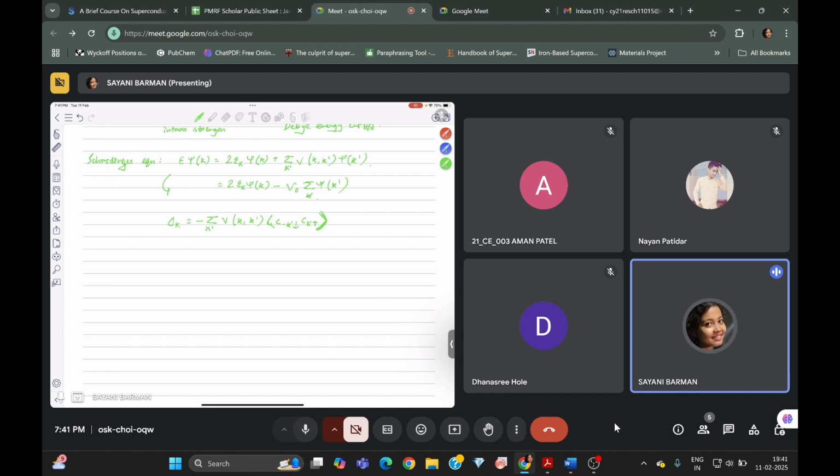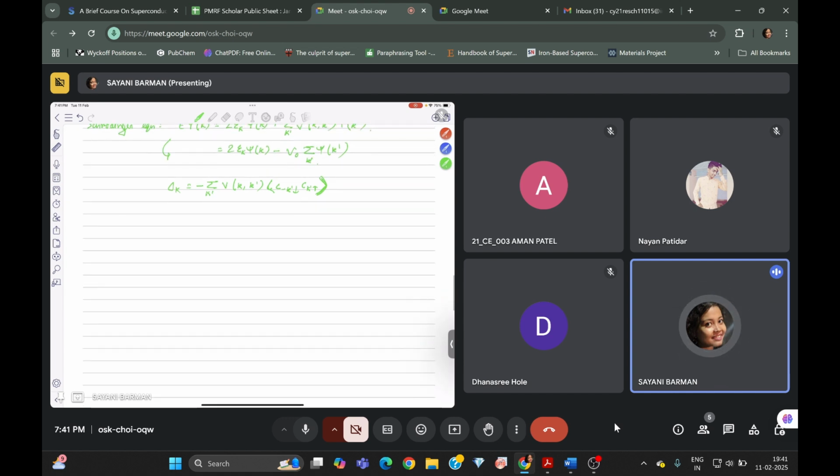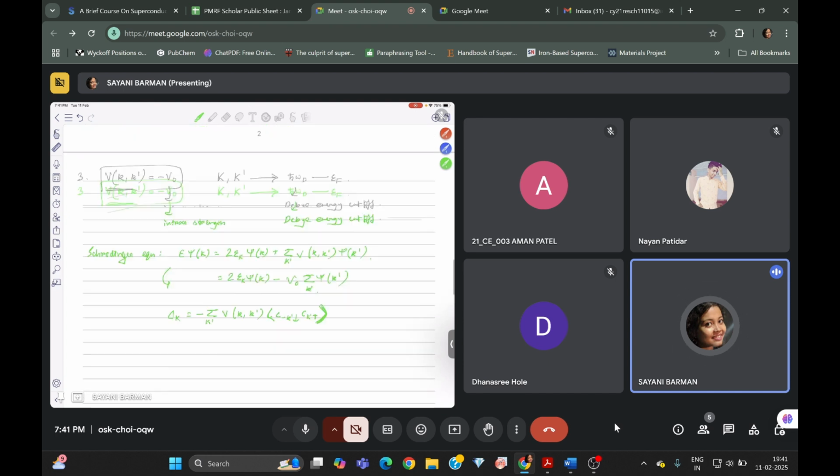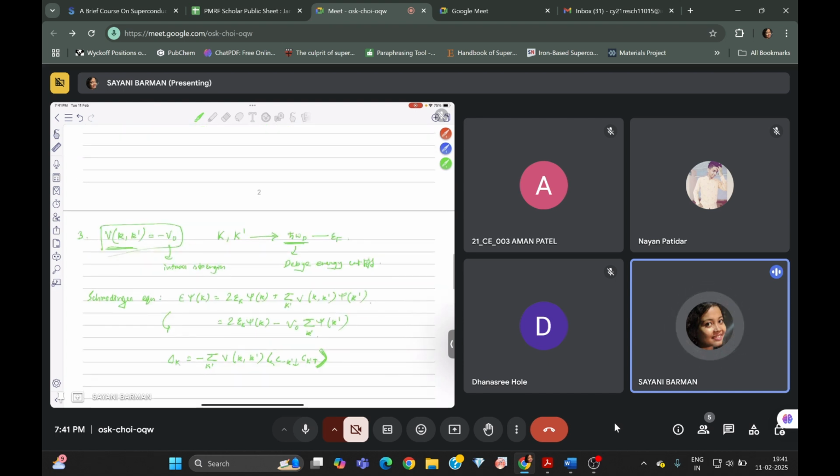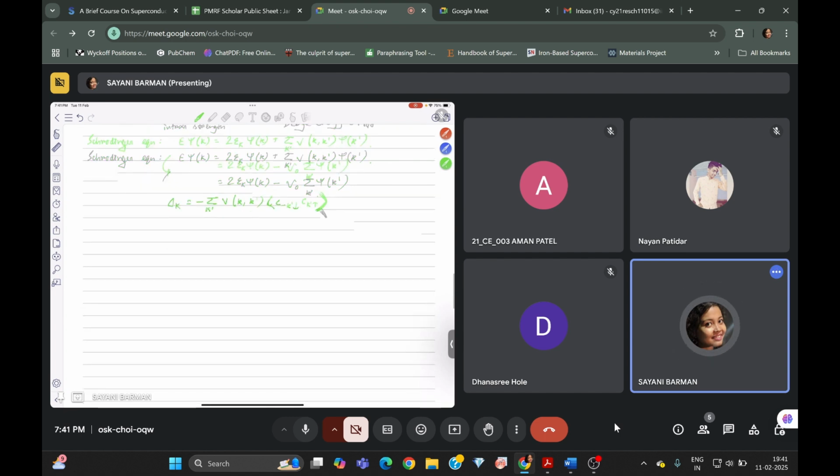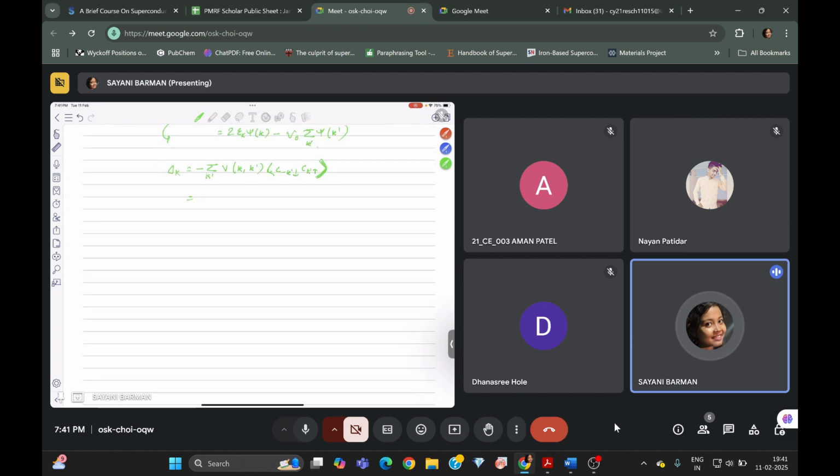This is the gap equation, right? Now, for a constant interaction of V0 within this Debye energy cutoff, which is given, this gap equation will simplify. Just putting this value. This is already done in the last question. So Ek, you already know, is the quasi-particle energy.